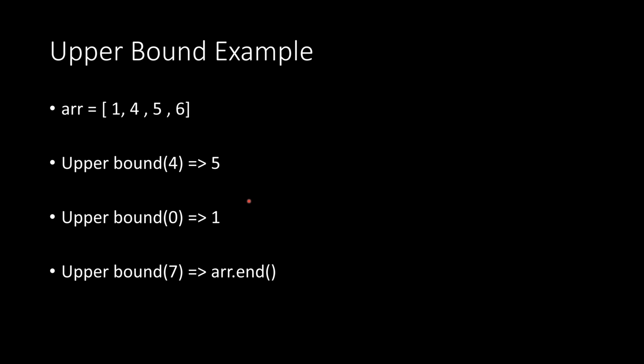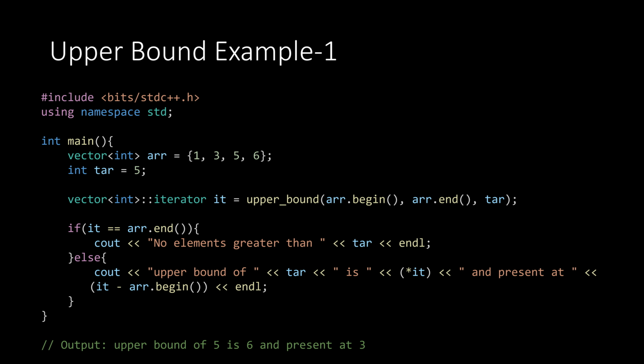So let's see the example. You can see that the upper bound of 4 here will be 5 because the next greater element after 4 is 5, not 4. If you use the lower bound here, it will return the 4. And the upper bound of 0 will be 1 because the first greater element than 0 is 1. And next, the upper bound of 7 will give you the end iterator. You can also use the upper bound of 6, it also gives you the end of the array, because the upper bound will return the next greater element, not a greater or equal element.